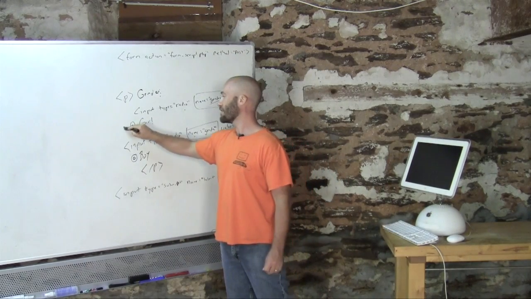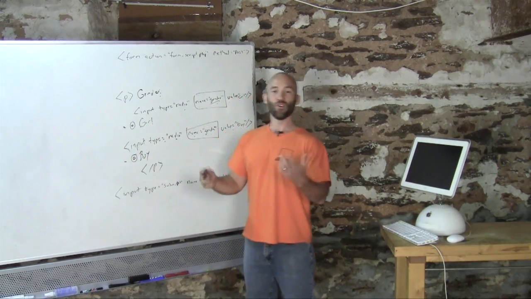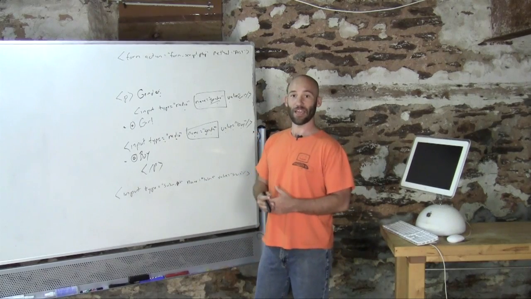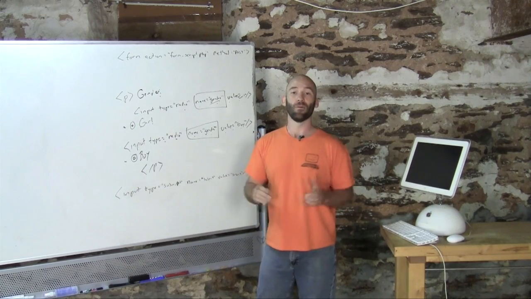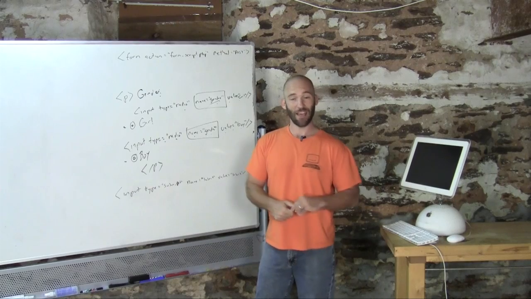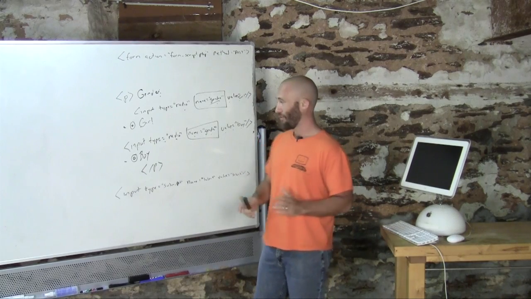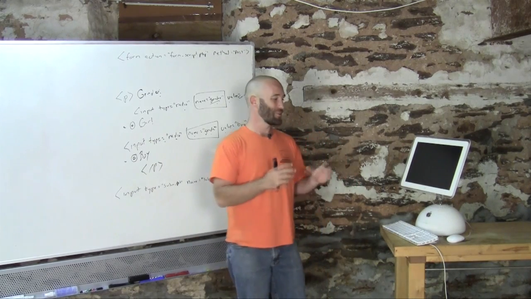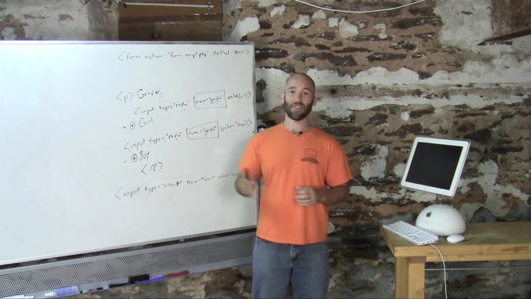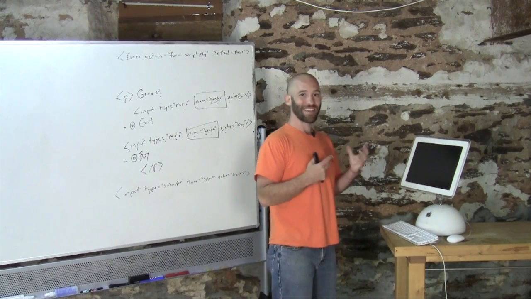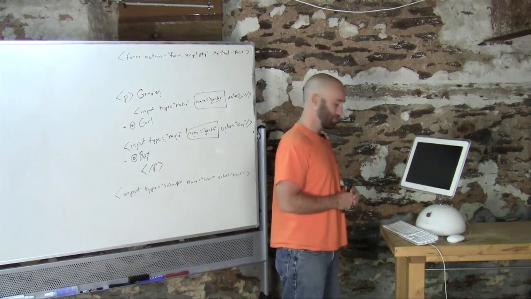Now you could either select girl or you could select boy. You can't select them both at the same time, because then that wouldn't be a radio button. So again, as with everything else I've shown you so far, we're going to go to the computer now. I'm going to type all this out. And again, I think when you see how this works, it's going to seem a lot simpler to you.